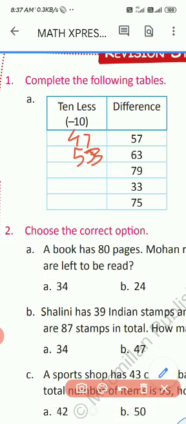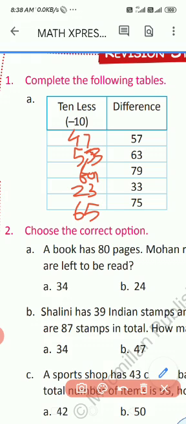Next, 79 minus 10, 9 minus 0 is equal to 9, and 7 minus 1 is equal to 6. Answer is 69. Next, 33 minus 10, 3 minus 0 is equal to 3, and 3 minus 1 is equal to 2. The last number is 75. 75 minus 10, 5 minus 0 is equal to 5, and 7 minus 1 is equal to 6.